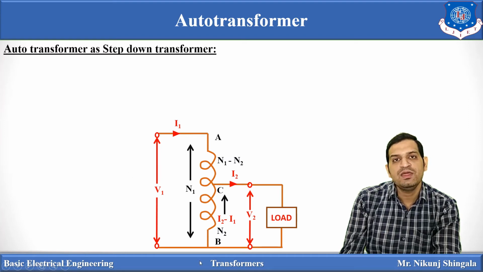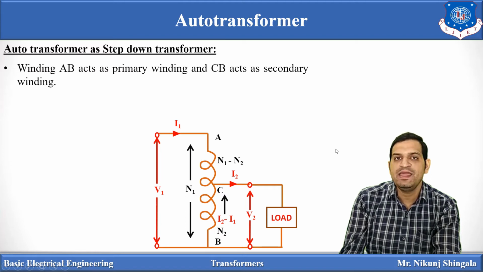Number of turns for AB is N1. Number of turns for CB section is N2. Then number of turns for AC section will be N1 minus N2. Current flowing through input is I1. Current flowing through load is I2. So current flowing through CB section will be I2 minus I1. Why will it be I2 minus I1? Because here I2 will be greater than I1, so it will be the difference, I2 minus I1. If we apply KVL over here, we get I1 plus I2 minus I1 is equal to I2.